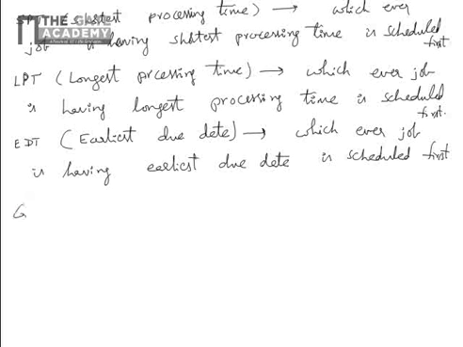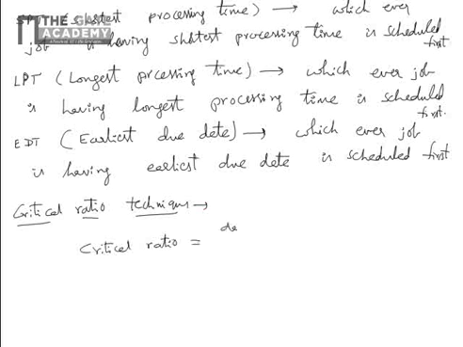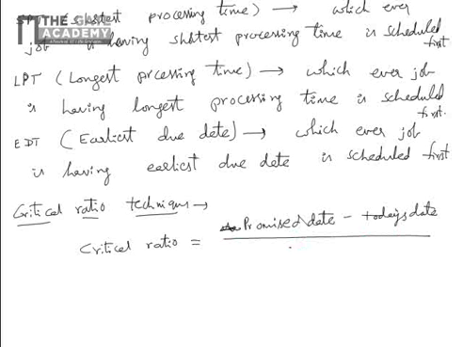Another method is the critical ratio technique. What is critical ratio? Critical ratio equals promised date minus today's date, divided by remaining processing time. Promised date means due date, or delivery date.